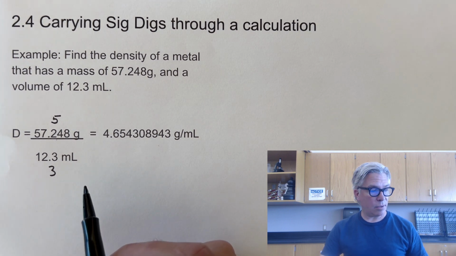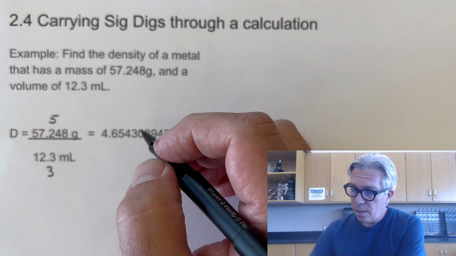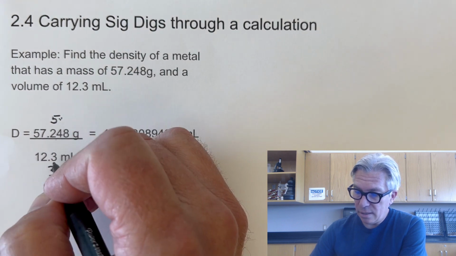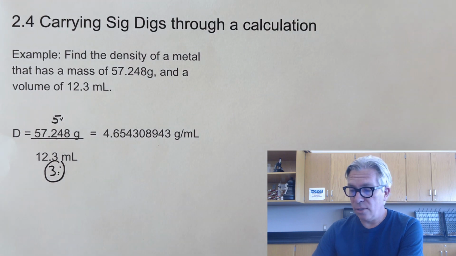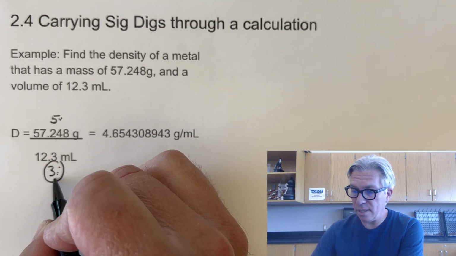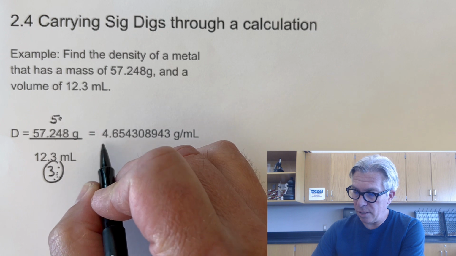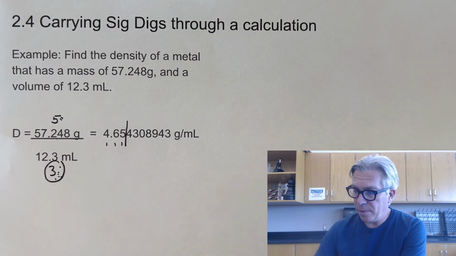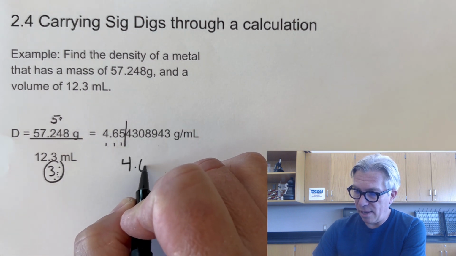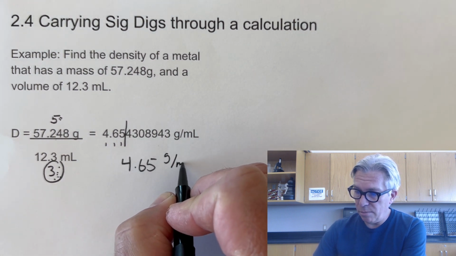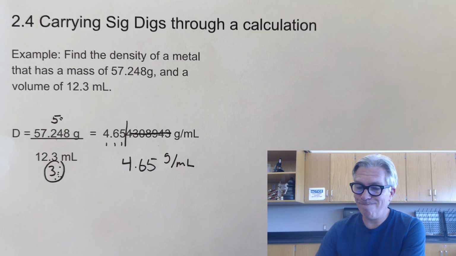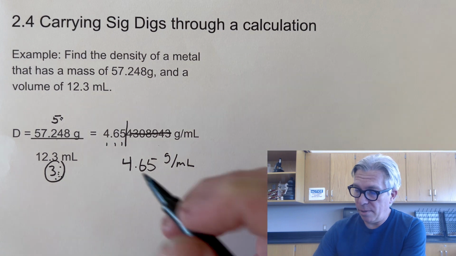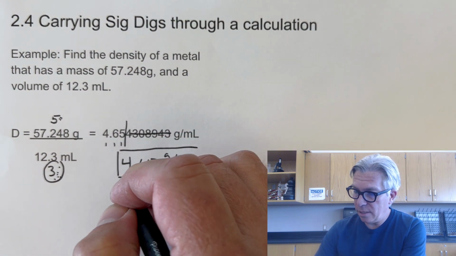And where do we chop it down? We chop it down to the number of digits that the least accurate measurement has. So the one with the fewest digits. So this one has 3, this one has 5. Because this is lower, I'm going to keep this one, and I'm going to chop it off after that third digit. So my best answer is 4.65 grams per milliliter. And I'm going to get rid of those because they might, in theory, be correct, but I don't know them, so I'm not going to report them. So that's your best answer.